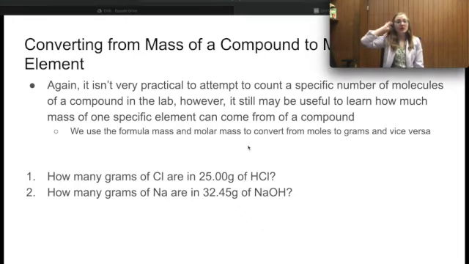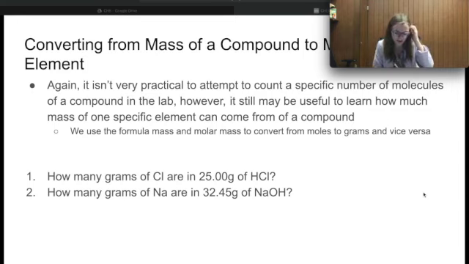Okay, so let's go ahead and work through some examples of how to convert between mass of a compound to mass of an element, okay? The kind of tricky piece here is that we can't really just compare grams and grams directly, right? We have nothing that says grams of HCl equals so many grams of chlorine. However, we do have some intermediaries. We have some places we can go in the middle, and one of those places is the mole.